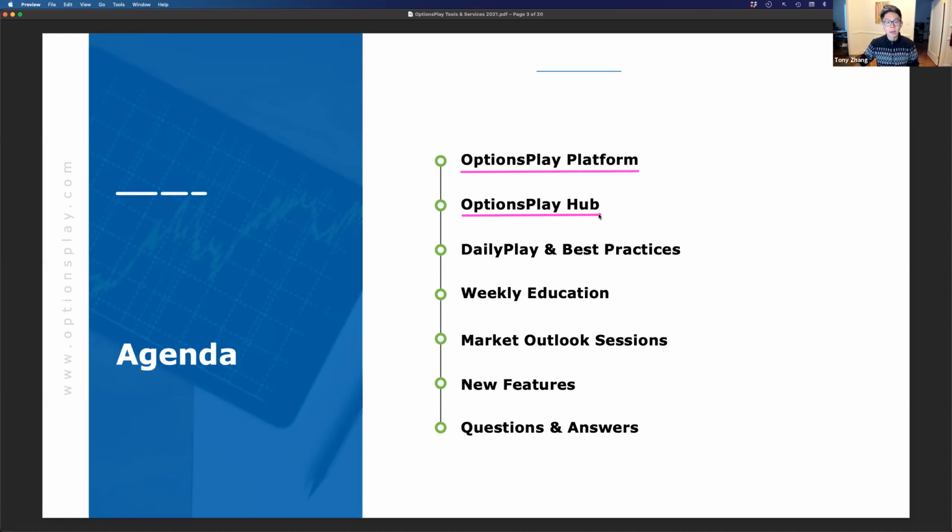And then I want to show you the OptionsPlay Hub. This is where a lot of the resources that we provide live. Different income generating reports, education, scanners. These are all available here through the OptionsPlay Hub.